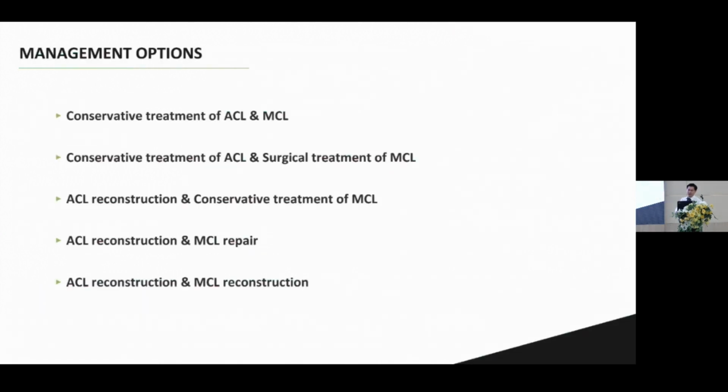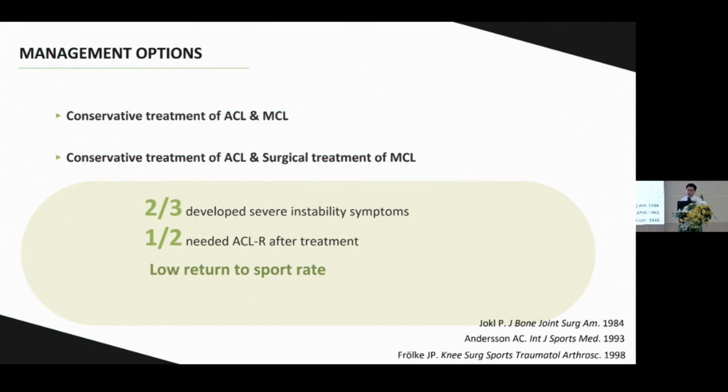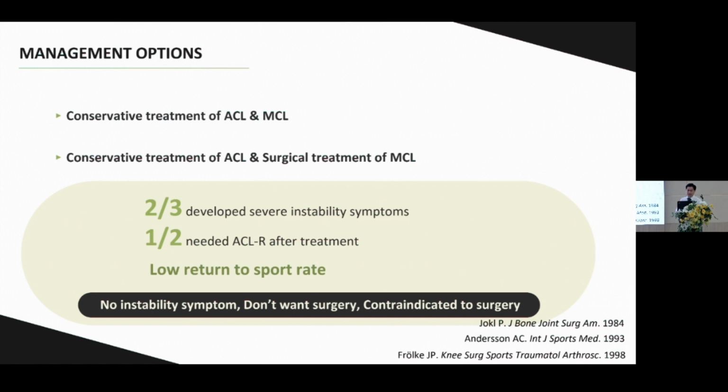So these are the treatment options for today's topic, but there is still no consensus on the optimal treatment. The first two choices consist of conservative treatment of the ACL and conservative treatment of MCL or surgical treatment of MCL. The data from the past show us that most of the patients have instability symptoms and half of the high demand patients need ACL reconstruction. And both of the choices have a very low return to sport rate.